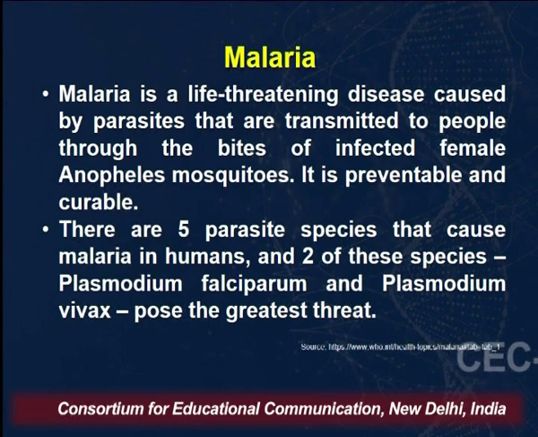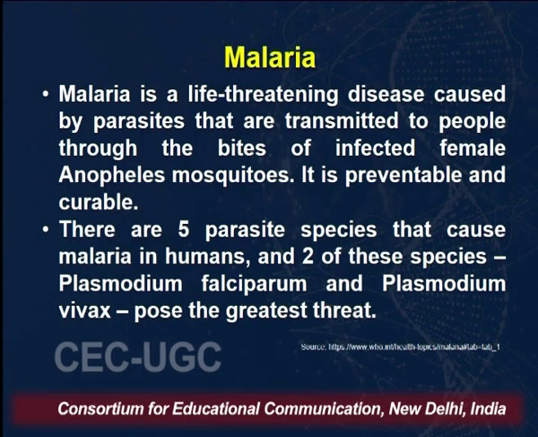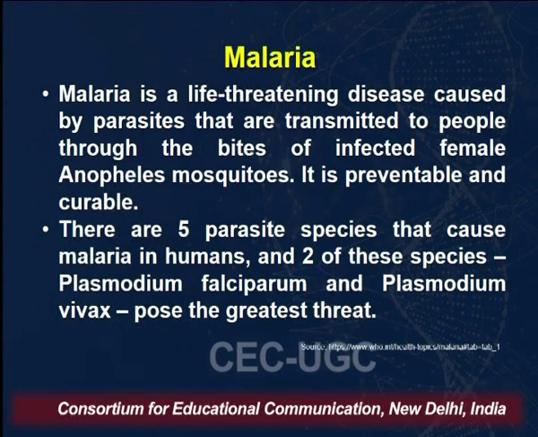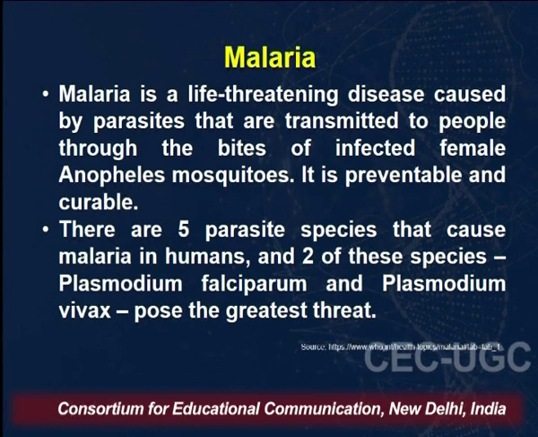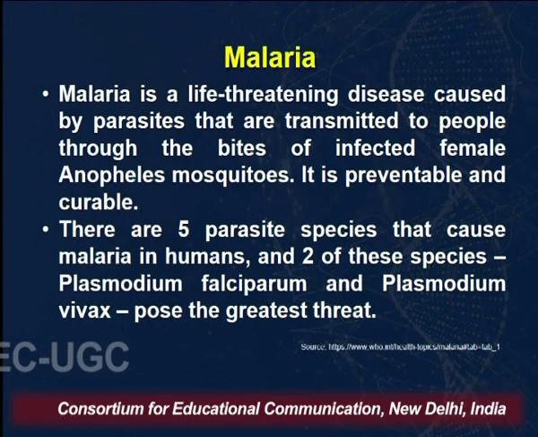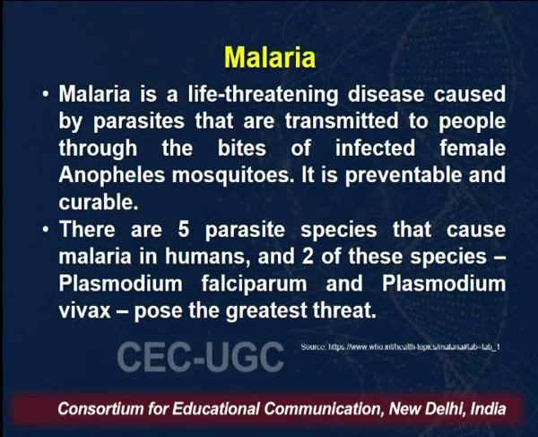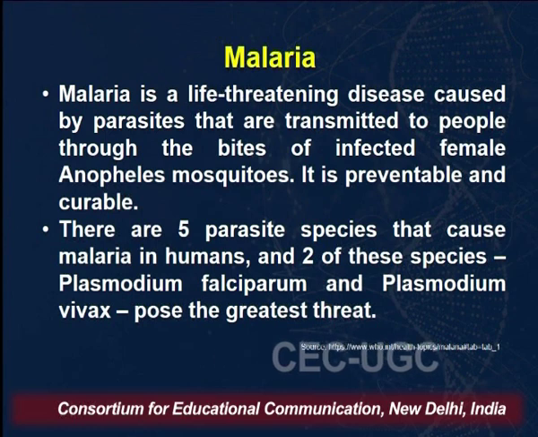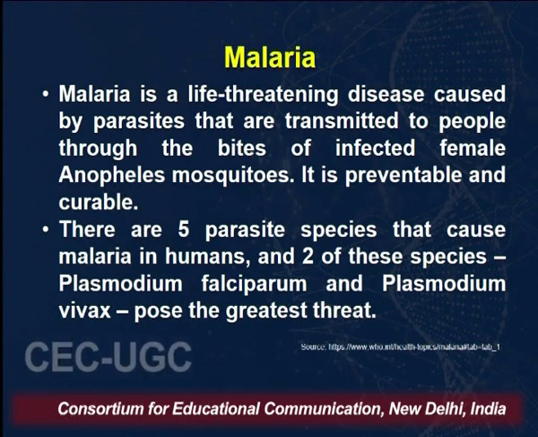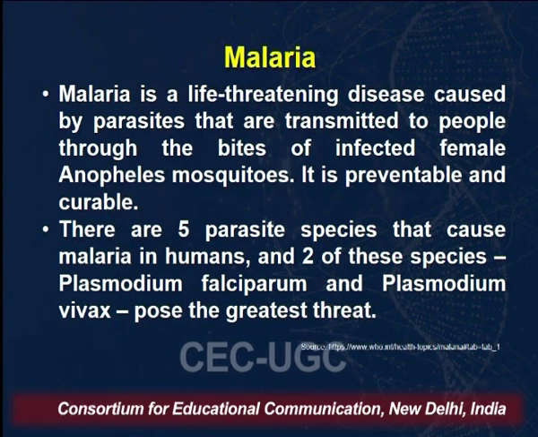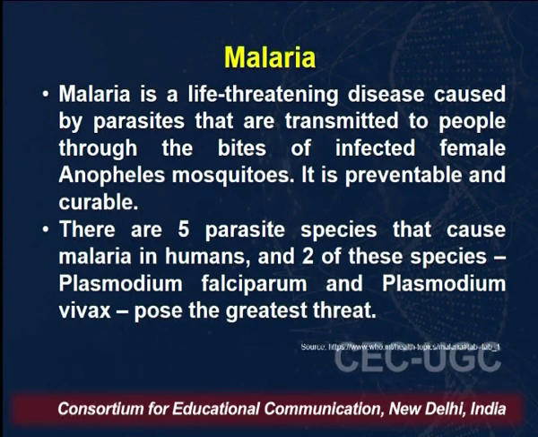Now, we come to the next vector borne disease, which is malaria. Malaria is a vector borne disease which is spread by the infection by female Anopheles mosquitoes. This is a life-threatening disease many times, and it is caused by parasites that infect the human host systems, the various organs like the liver and erythrocytes are infected, and the transmission takes place.